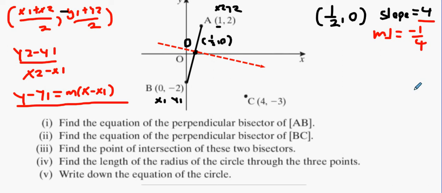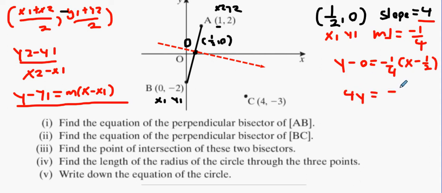And we're going to get y. Now it goes through the point a half 0, which is x1, y1. So it's going to be y minus y1 equals minus a quarter into x minus a half. Bring the 4 up, we're going to get 4y equals minus x plus a half.